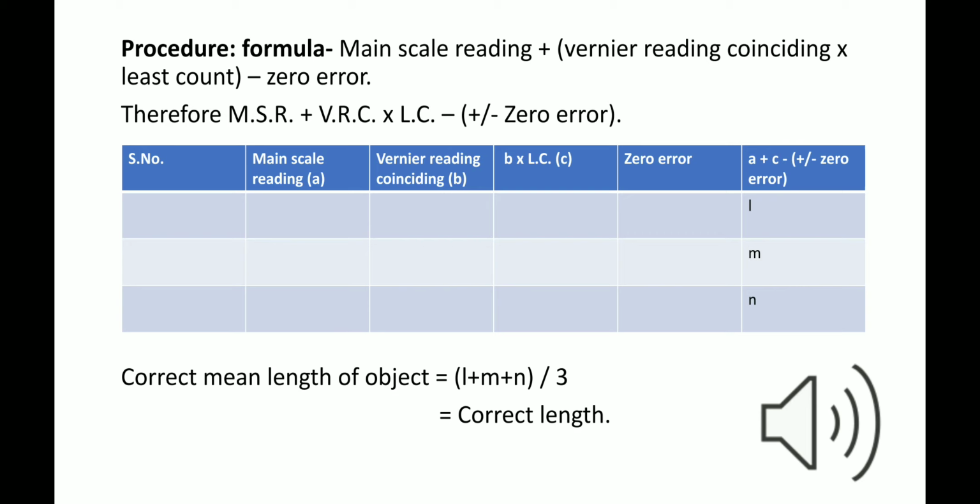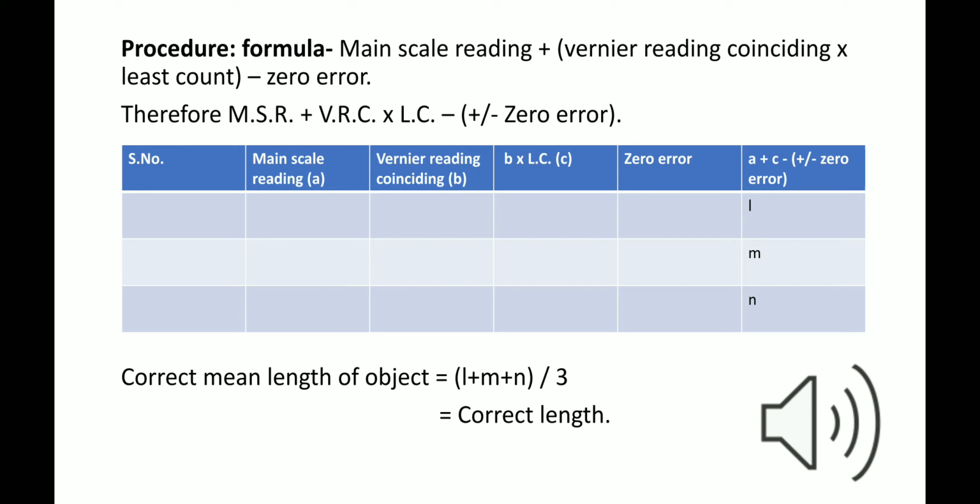Why have I written plus minus zero error? Suppose you have a positive zero error, so A plus C minus zero error, because when you open the bracket, if it is plus inside, obviously it will become minus. And if it is a negative zero error, minus and minus will become plus, so the zero error will be added. So A plus C plus zero error in case of negative zero error, and A plus C minus zero error in case of positive zero error.